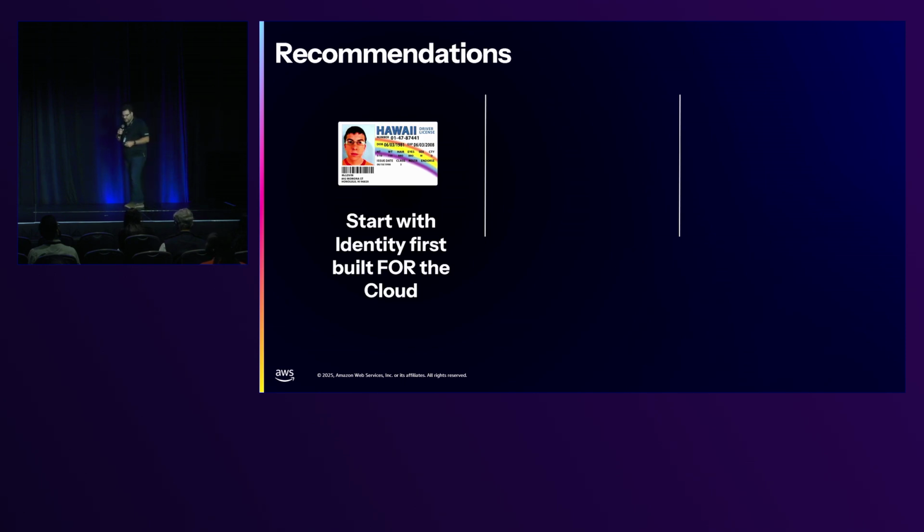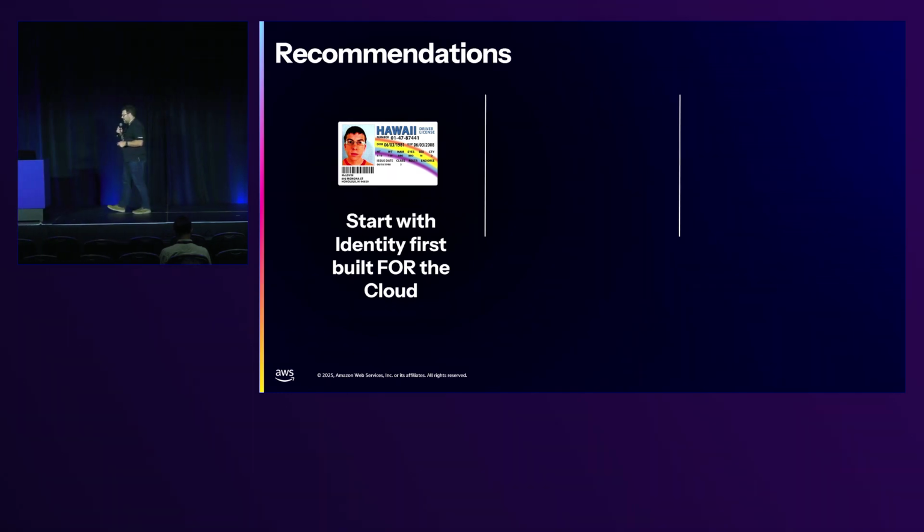Start with identity first, built for the cloud. I say built for the cloud because when you look at legacy IGA providers, it's total square peg, round hole, right? You're just kind of mushing things together. You need to have expertise in understanding access to the cloud because it's a completely different paradigm than it is for legacy solutions. So start with identity first.